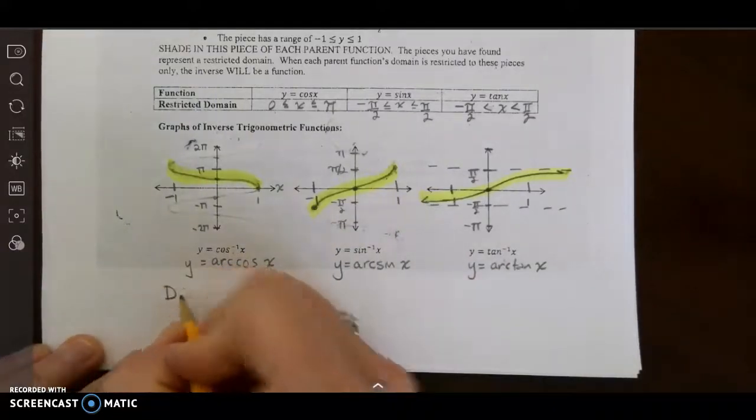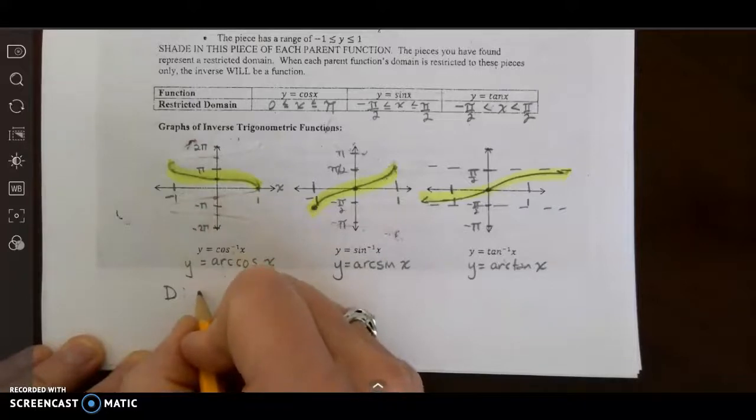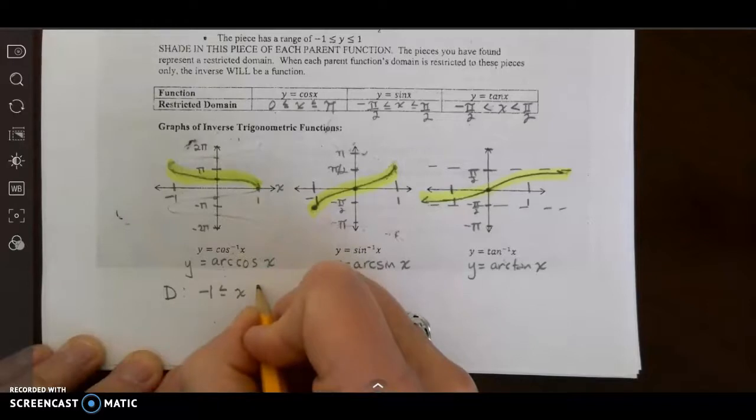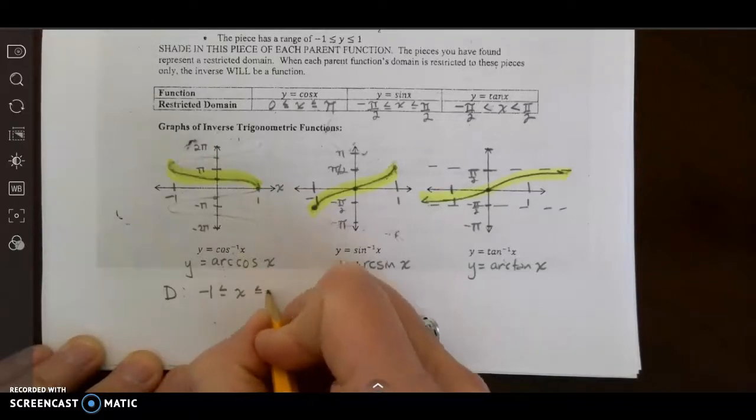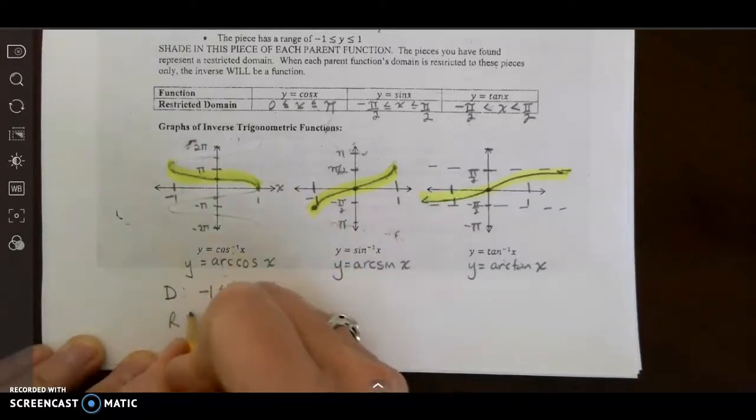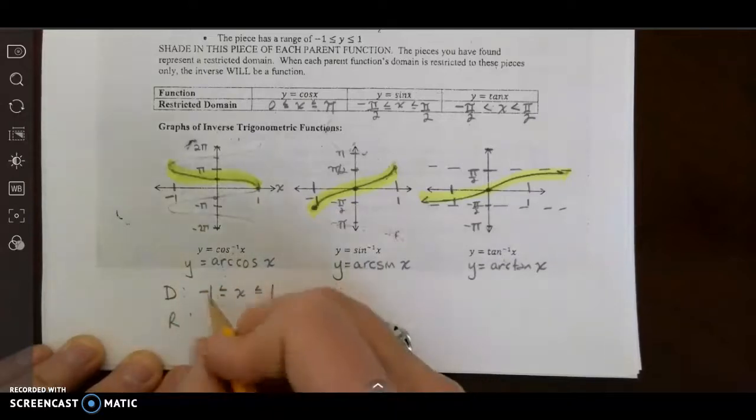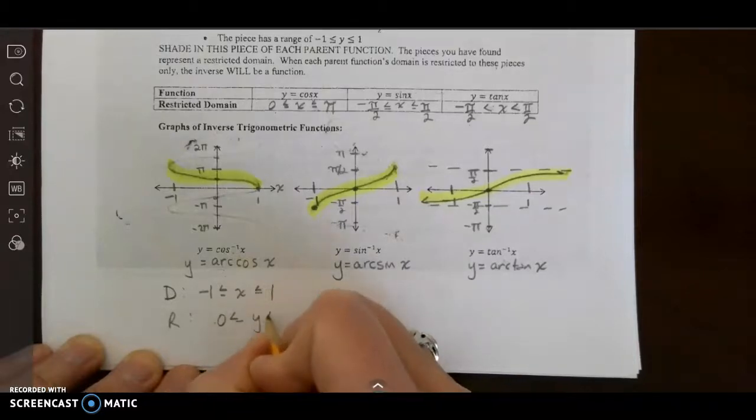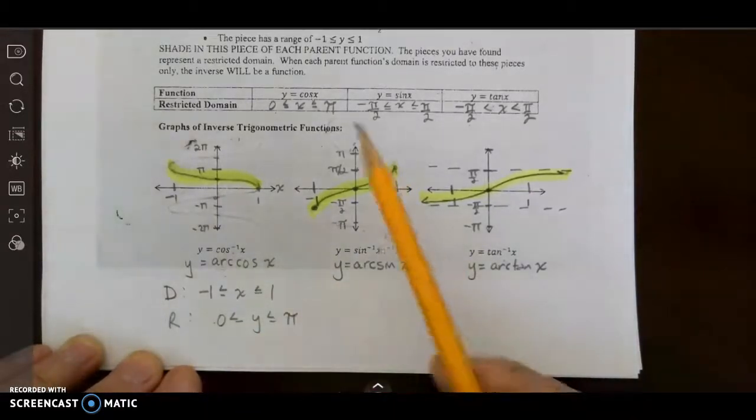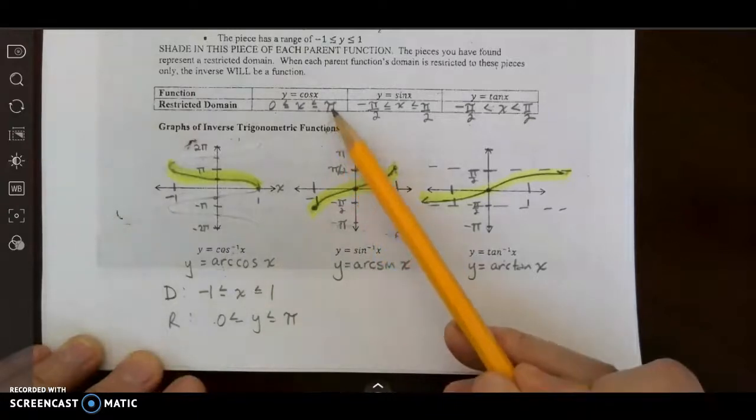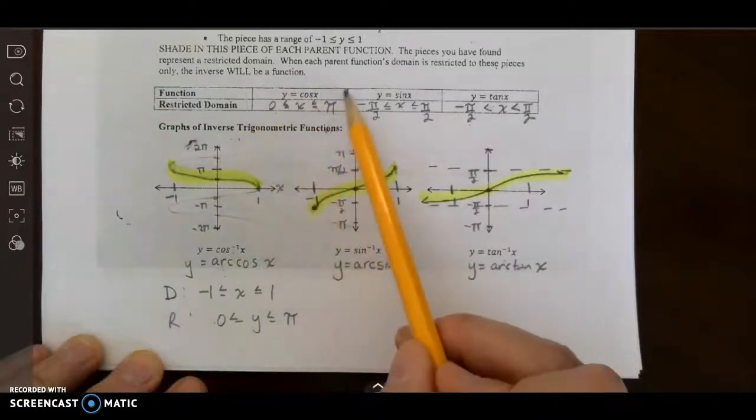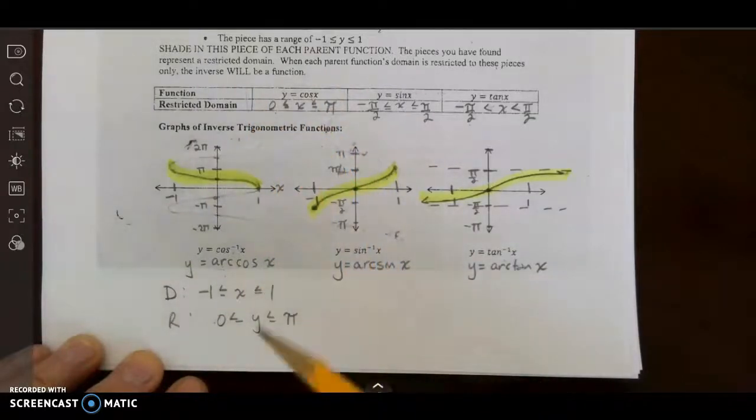The domain obviously goes from -1 to 1. And the range is from 0 to pi. Notice up here, this was the domain, so down here it's the range, because this was on the original. So remember, with inverses, domain and range switch.